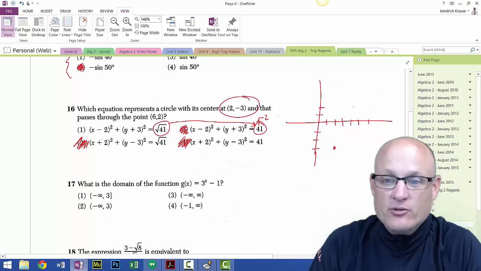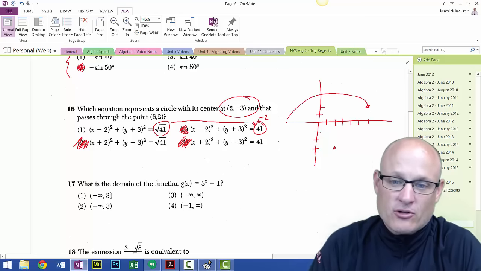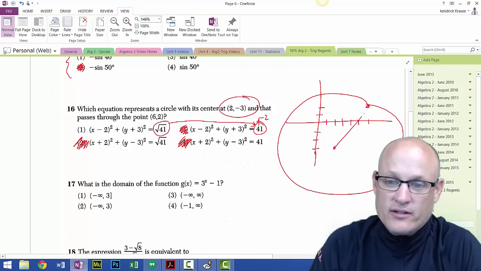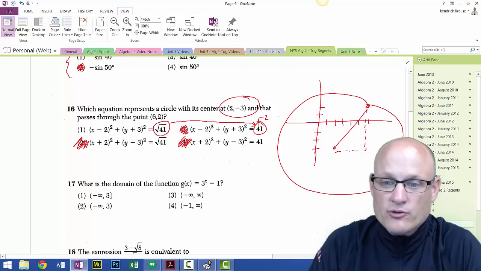So all I do is plot these two points. I might use my graph paper. And then I want to find out, remember, it's like a circle. It goes like this, right? So I want to find out what this distance is. So I use my Pythagorean theorem. That's 1, 2, 3, 4. 1, 2, 3, 4, 5. And so a squared, 16, plus b squared, 25, is 41.